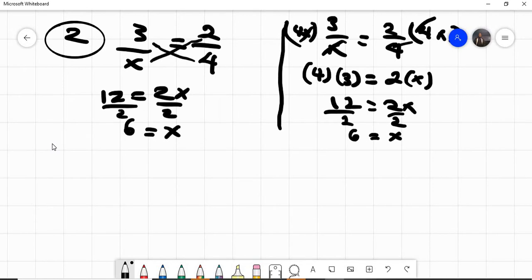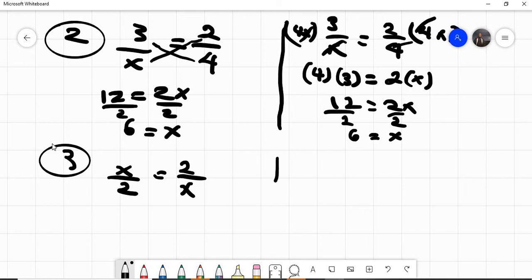Then our third example says, we're given, yeah, this one is interesting: x over 2 equals 2 over x. So two ways is good.